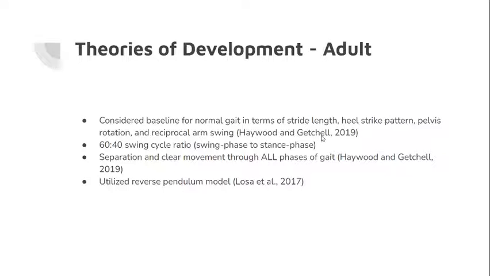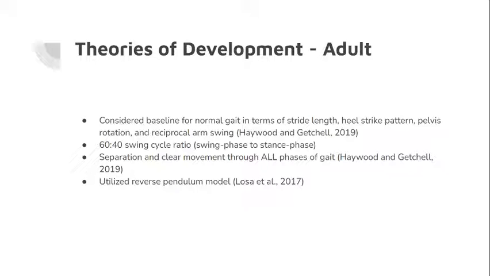All right. So let's move on to adults. The theories of development for adults. We consider this the baseline for normal gait in terms of stride length, heel strike patterns. That's basically when they lead with their heel at the start of the gait cycle. Right? There's going to be more pelvis rotation and reciprocal arm swing. So the thing we talked about earlier, where your arms meet the active contralateral leg. All right. So there's a 60-40 swing cycle ratio. So this means the swing phase to the stance phase.